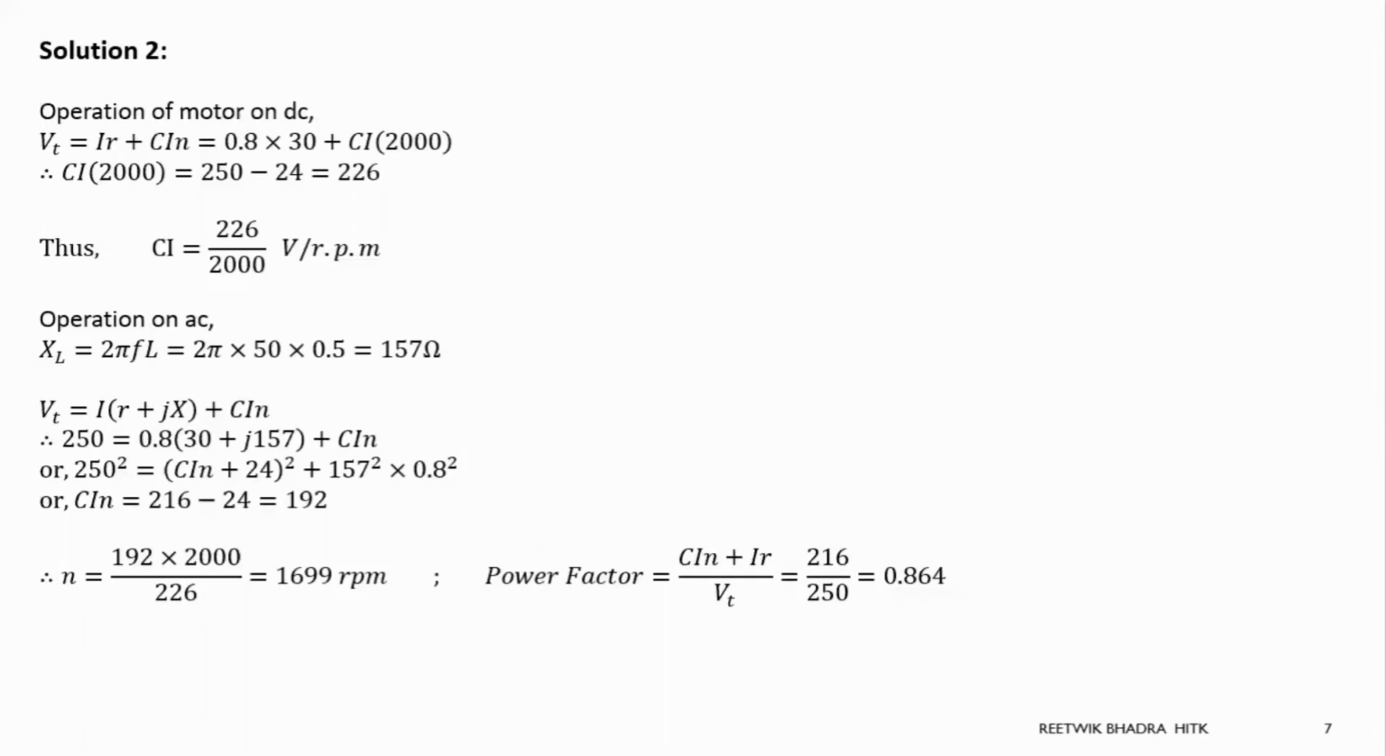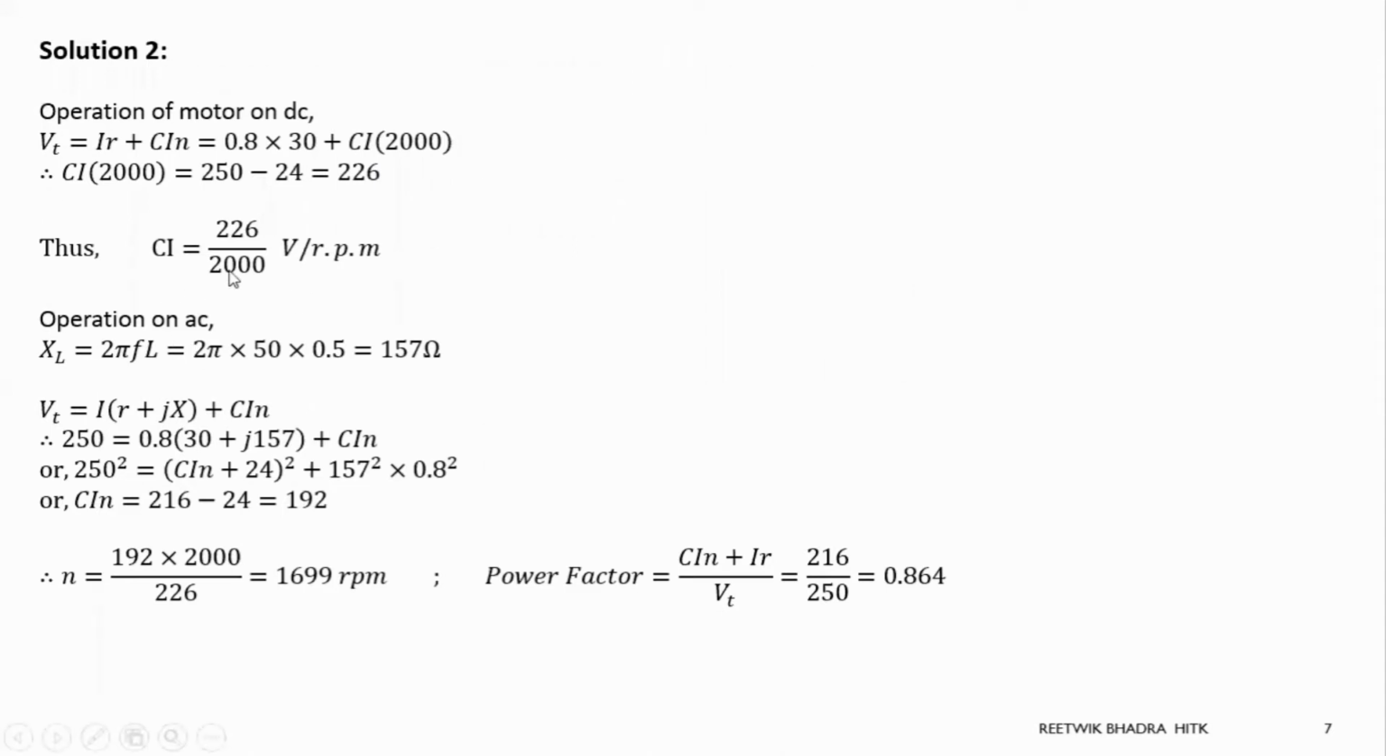Solution 2, we'll go fast through it because this is just by formula. We have derived all this formula. Vt is equal to I R plus Kφ N. These are all the formulas which we have derived. If you remember the formula, you can just put it. So you just put it equal to 0.8 into 30. Kφ we don't know. I we know.